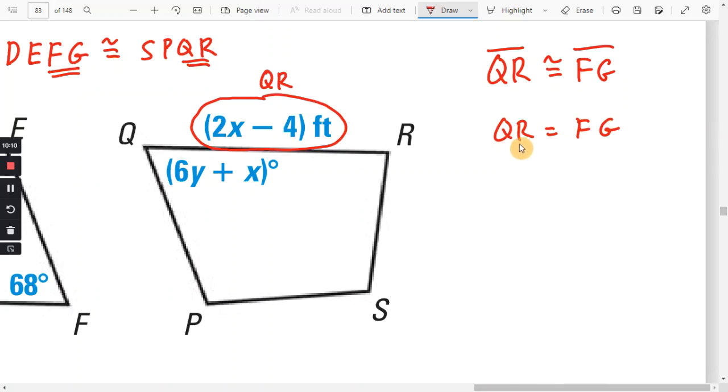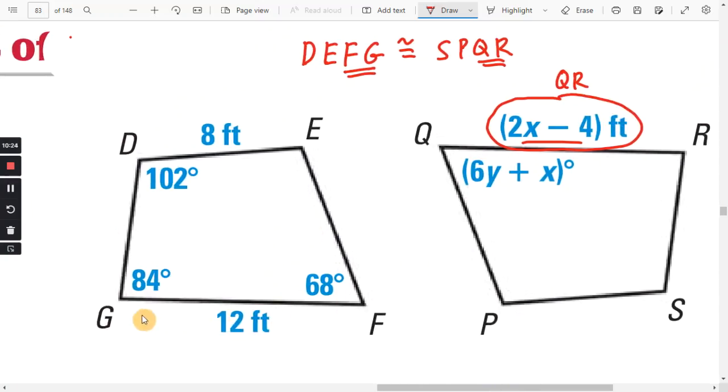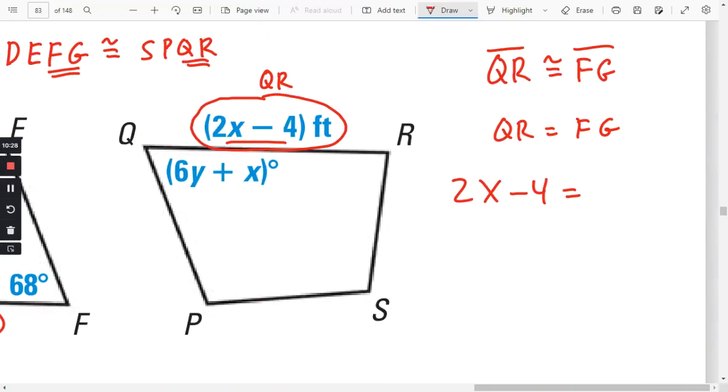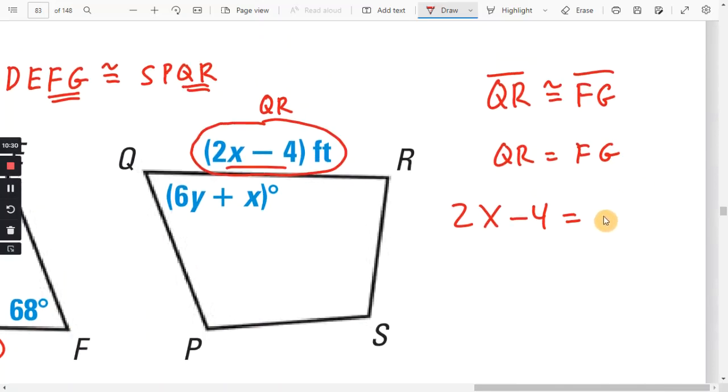So now that we know QR equals FG, we can just set them equal. We see QR is this right here, that's 2x minus 4. And that equals FG. Let's find FG. FG is down here, and that's just 12. So that equals 12. See if you can solve for x, please.